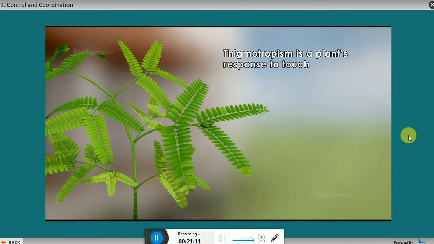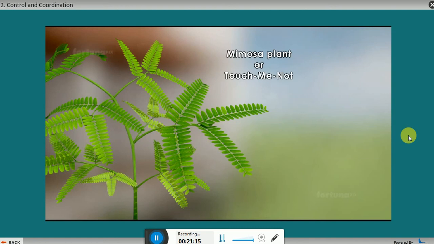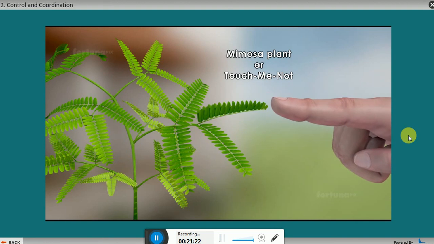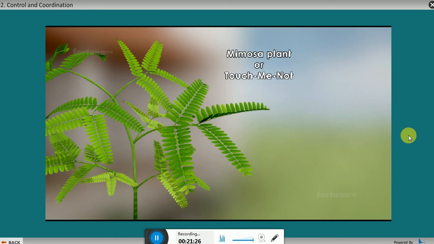Thigmotropism is a plant's response to touch. The best example is the mimosa plant, commonly named the touch-me-not. When touched, the leaves will close, returning to their original position a few minutes later.